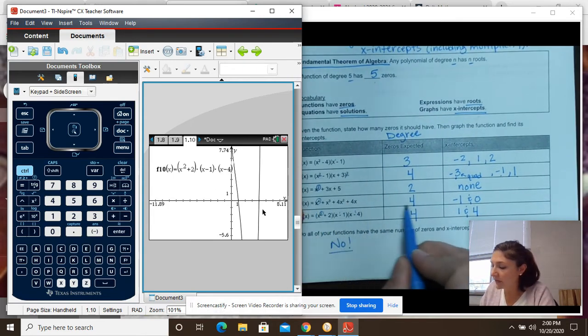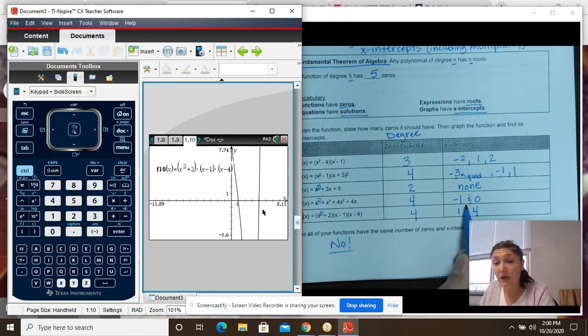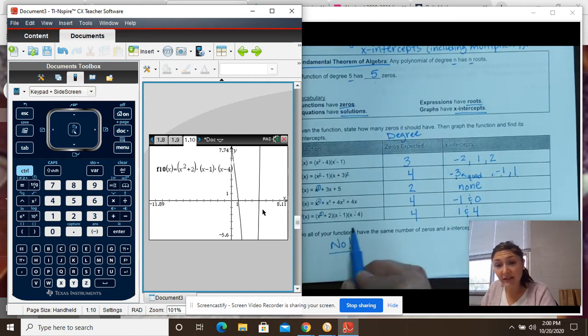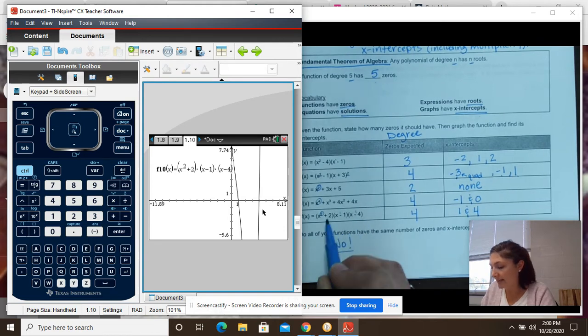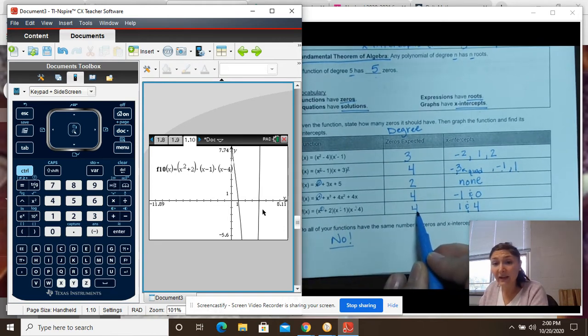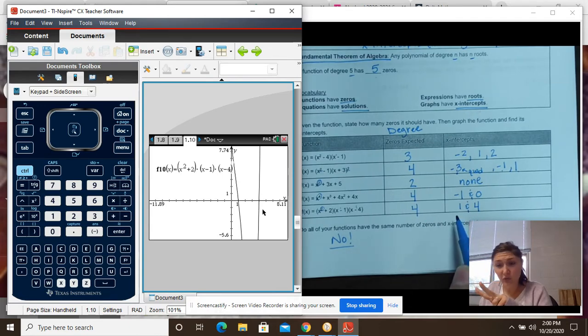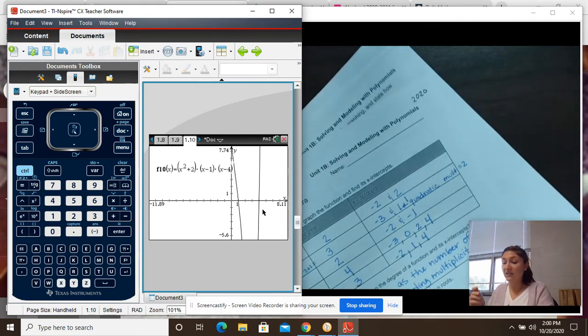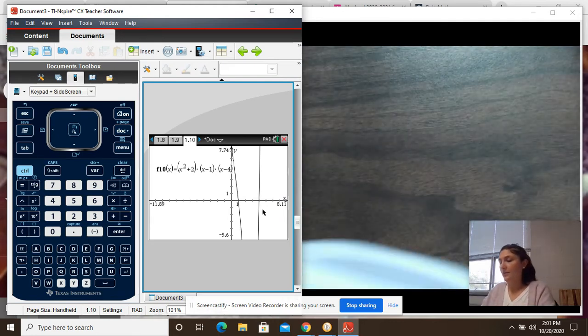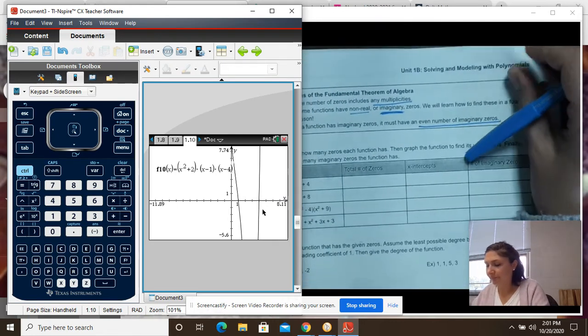For our second to last function, we expected 4 zeros. We had 2 real ones. That means, again, 2 imaginary. And for that very last one on the last page in that table, again, I expected 4 zeros. We had 2 real, so that would leave me with, again, 2 imaginary zeros. So our imaginary zeros will always come in even numbers.